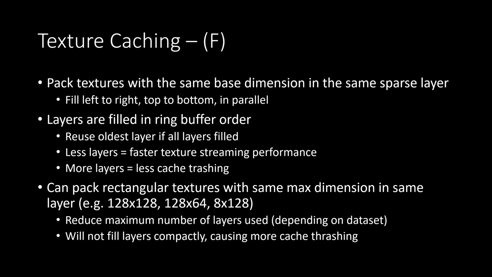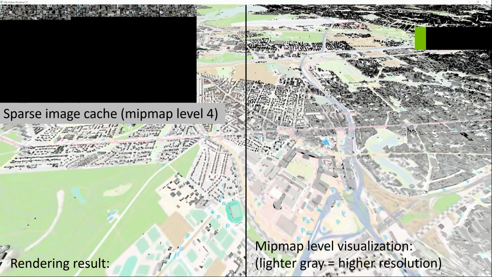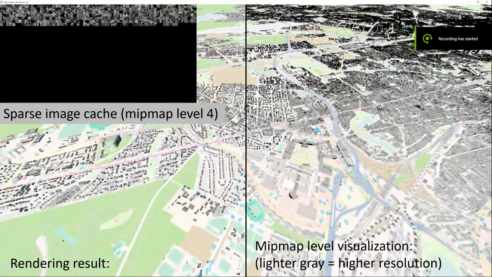This can reduce the maximum number of layers used, but will not fill those layers compactly, potentially causing more cache thrashing. Here we show level 4 texture mipmaps being loaded and cached inside the sparse image as the camera looks at different areas of the scene. Just like loading mipmaps, this process is performed in parallel using atomic counters.